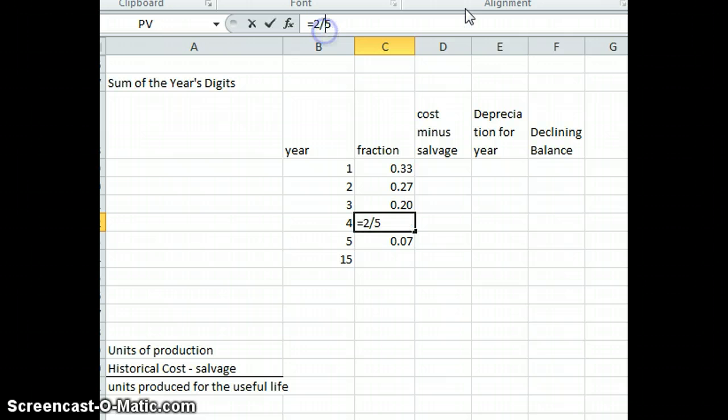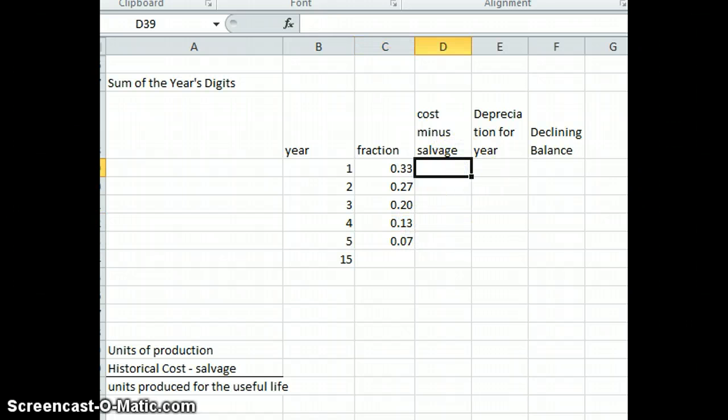Oh, I didn't put a 1 in there. There we go. So we want to do 5/15ths first. See how we have it here? 5 divided by 15, that's our fraction. And then 4 goes opposite. And then 3, and then 2, and then 1. So more depreciation in the early years, less depreciation in the later years.